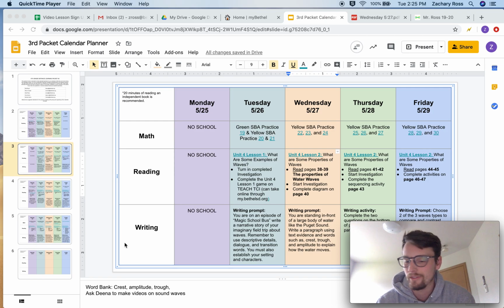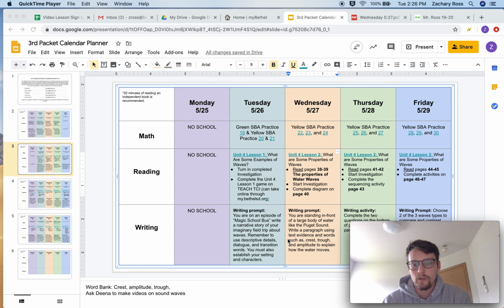We're going to be starting lesson number 2 of our science unit. So you can look here on my calendar and we're going to be looking at what are some properties of waves. So today we'll read pages 38 and 39 and then we will start our investigation, complete our diagram on page 40, and then do the writing prompt.